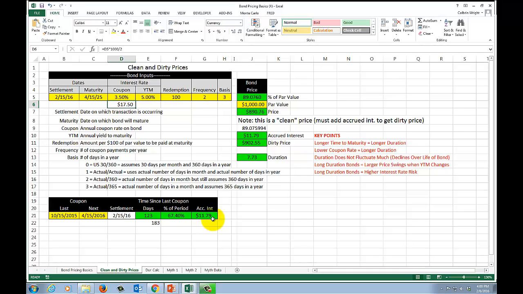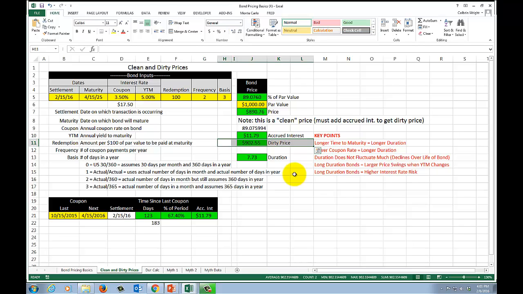What we're saying is 67.4% of that next coupon payment should go to the old owner. We call that accrued interest. So we take 67.4% of $17.50. We call that accrued interest. You would tack that on to the clean price that Excel gives you, and that would give you the dirty price. The dirty price is what the new buyer would actually pay to the old owner.